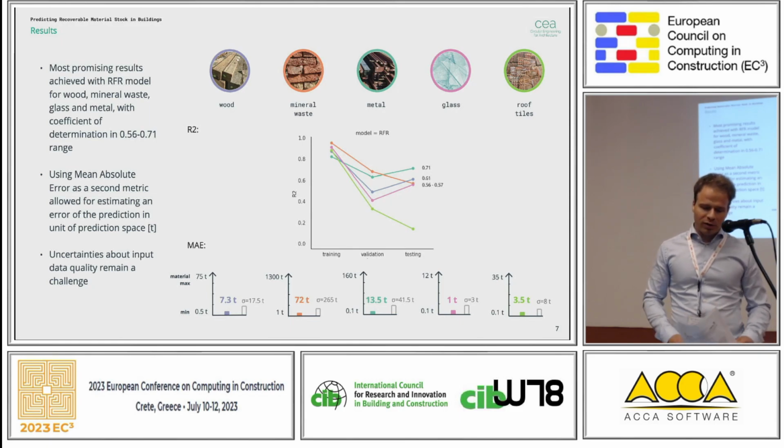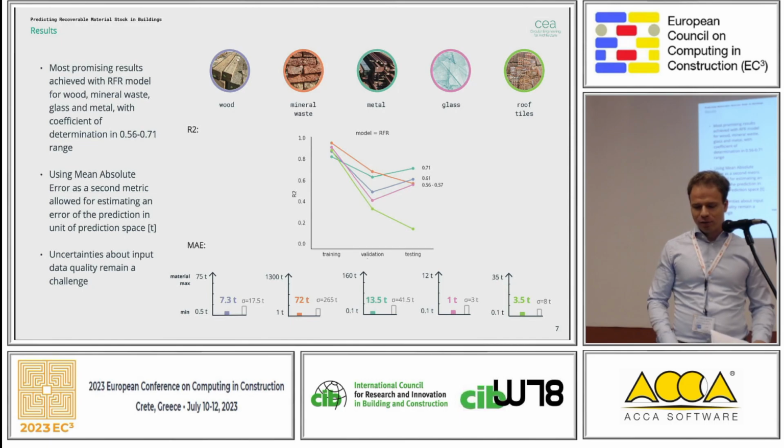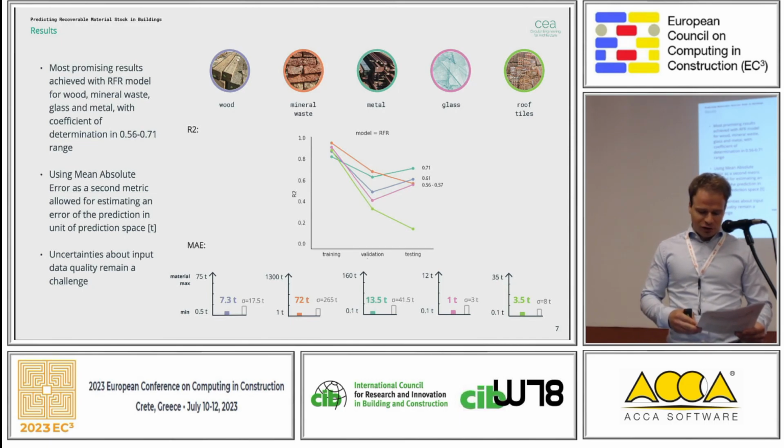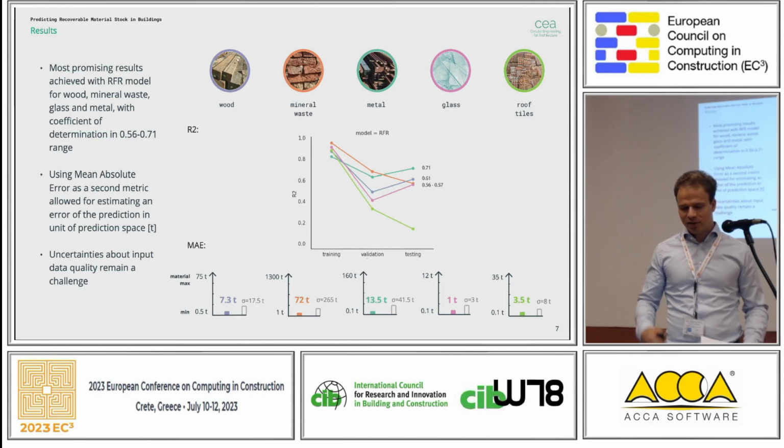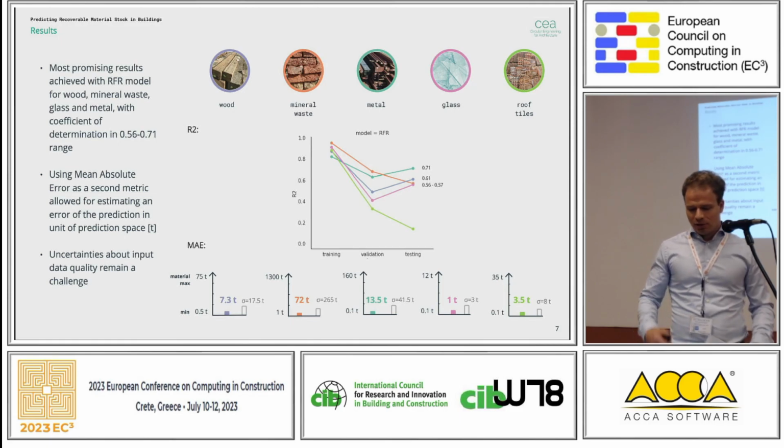And the other one was the mean absolute error metric that is maybe a bit more intuitive. It provides insights into the average difference between the target values and the predicted values. So for example, for wood, you see that the average difference from the actual value was 7.3 tons, and of course you need to see that in relation to the standard deviation of the values. So it's lower.